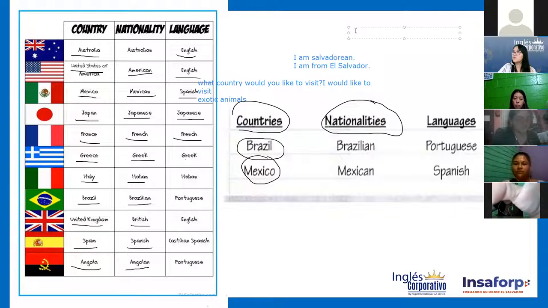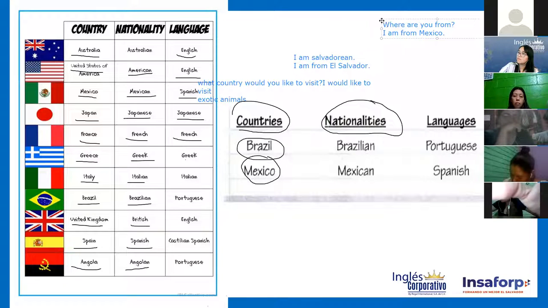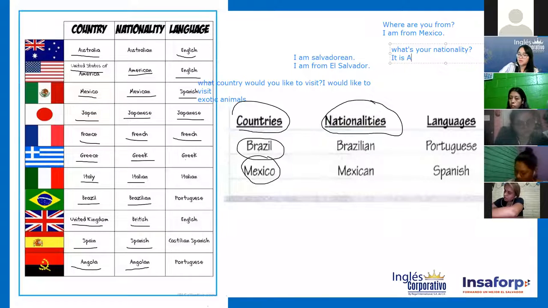Ok, entonces, ¿qué preguntas podemos utilizar? Por ejemplo, esa ya la vimos, where are you from? ¿De dónde eres? I am from, vamos a decir Mexico, right? I am from Mexico. Ok, para la nationality, podemos preguntar, we can ask, what's your nationality? Podemos responder, it is American. Or I am American.